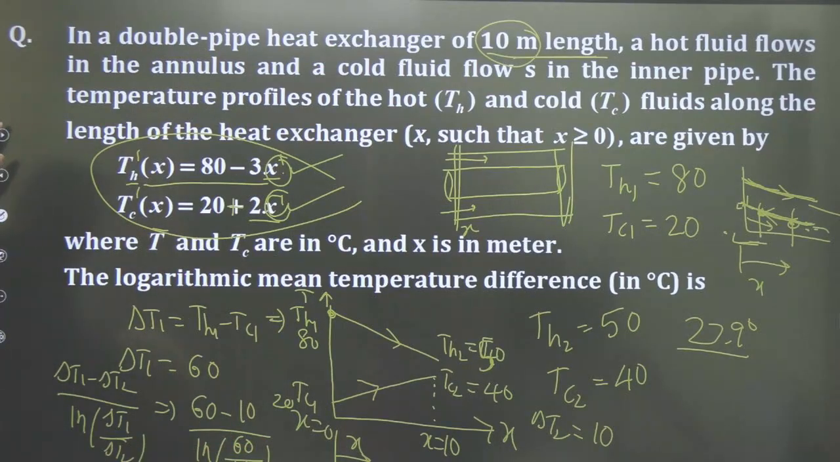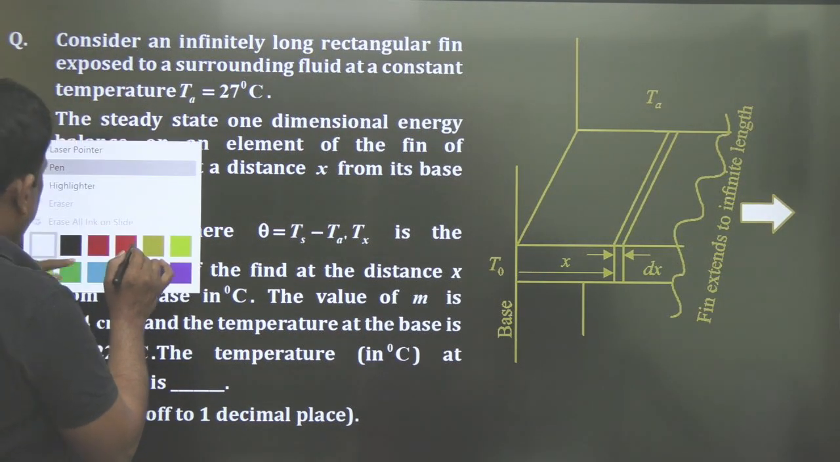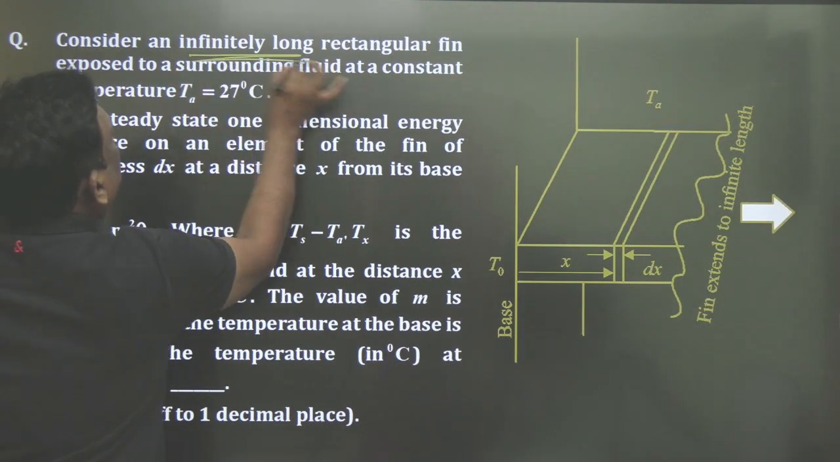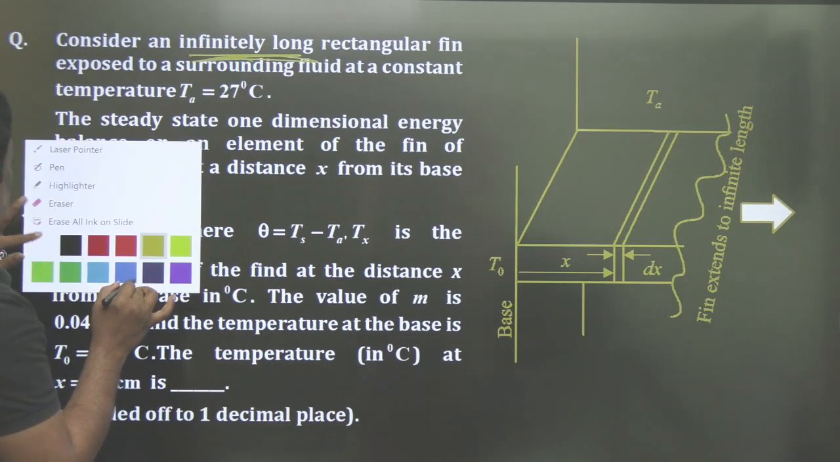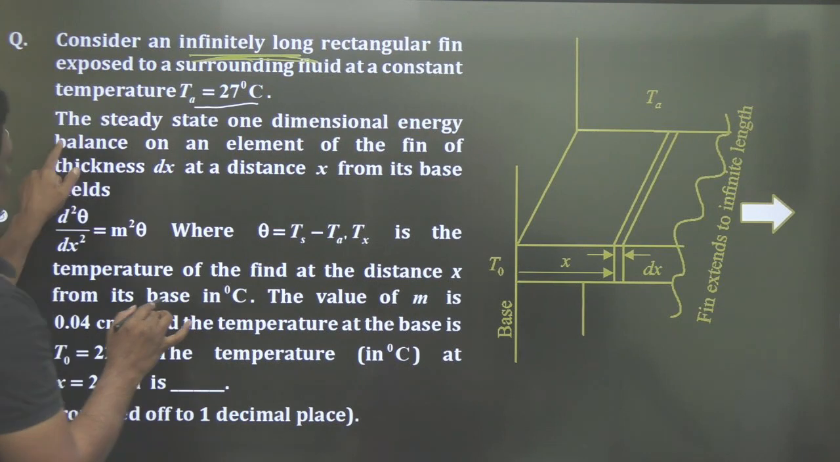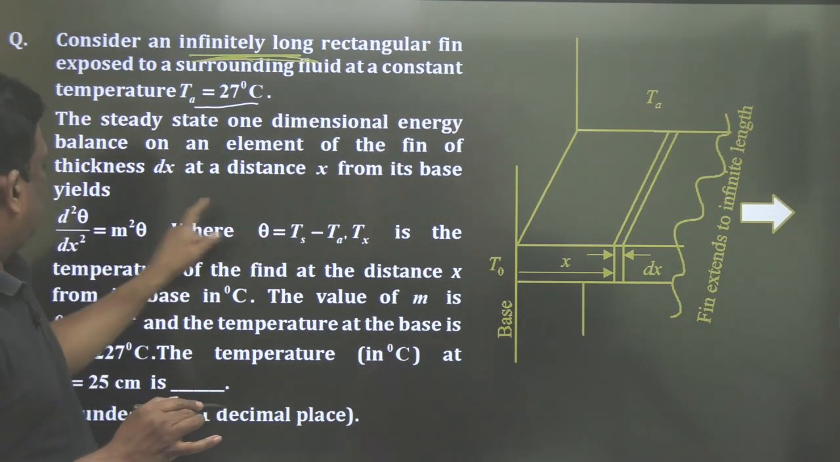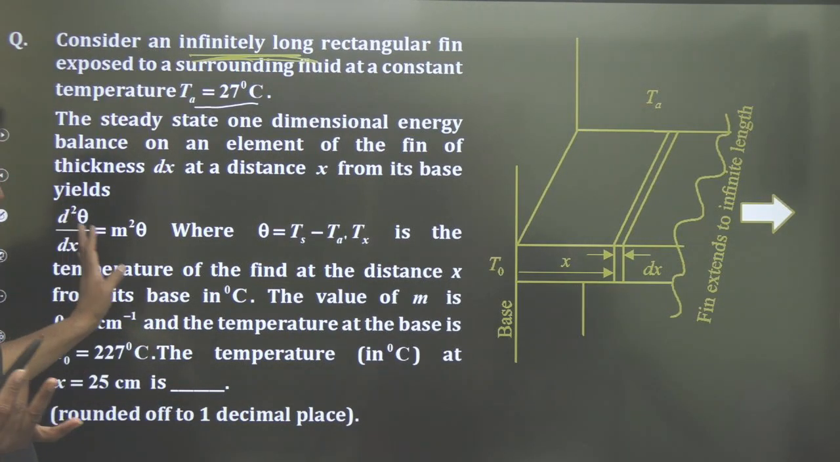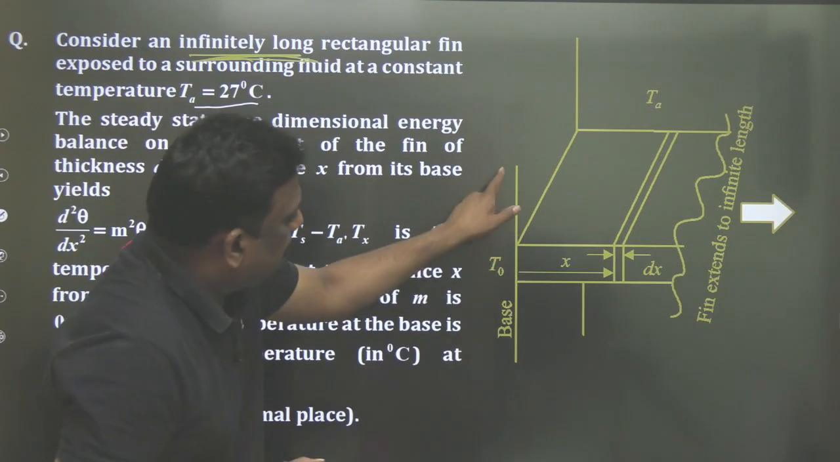Already we have solved this question. Now the last question. Please read the question. Please underline this term, infinitely long fin. And the ambient temperature is 27. The steady state one-dimensional energy balance on an element of fin is shown. This we have already derived. Okay, this is given. And what is he asking in the problem? This is the fin. Please look carefully.